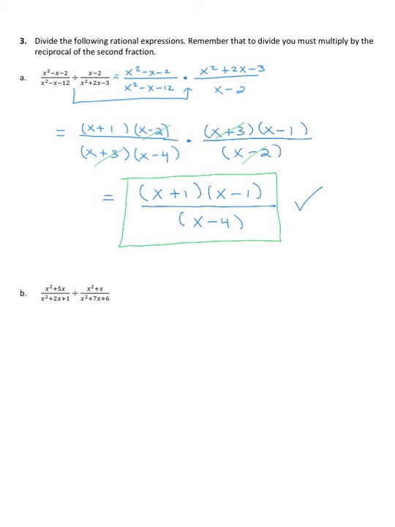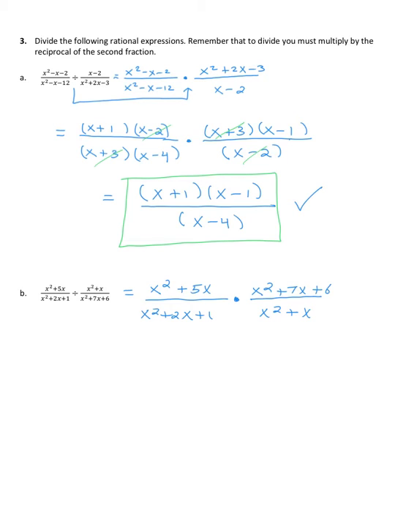Okay, let's use that same idea in this second problem here. All right, I'm just going to use this process where I'm going to copy down the first fraction, change it to multiplication, and flip the second fraction. Because now, what I can do is go back to this factoring approach.